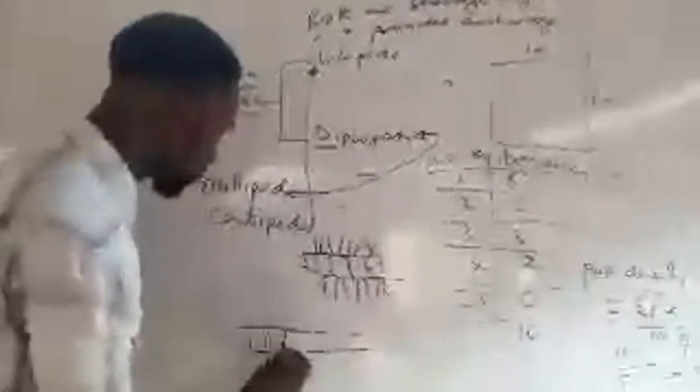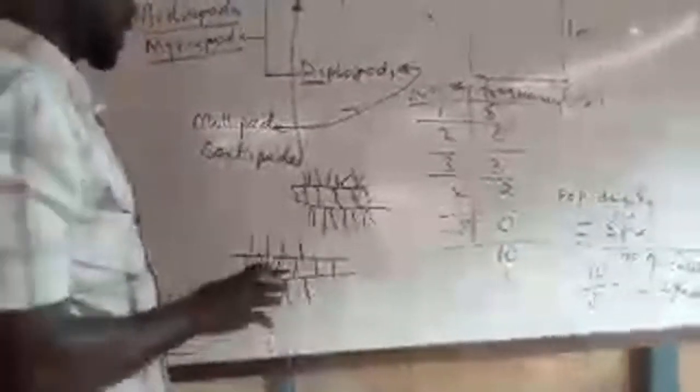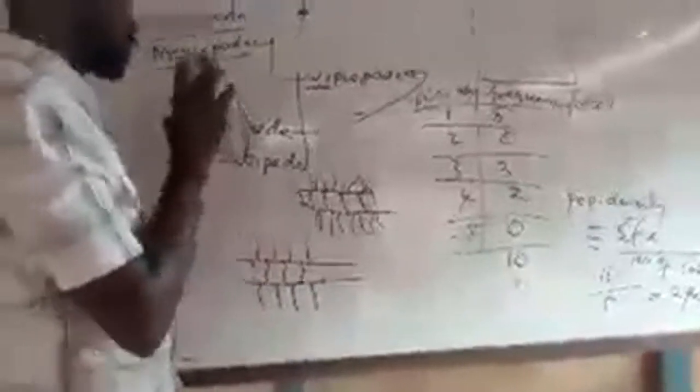But if you come to the centipede, otherwise known as the chilopod, in each body segment there is a pair of walking legs, just one pair in each body segment. So this clearly differentiates them. You tell the examiner that millipede has two pairs of walking legs in one body segment, while centipede has what?